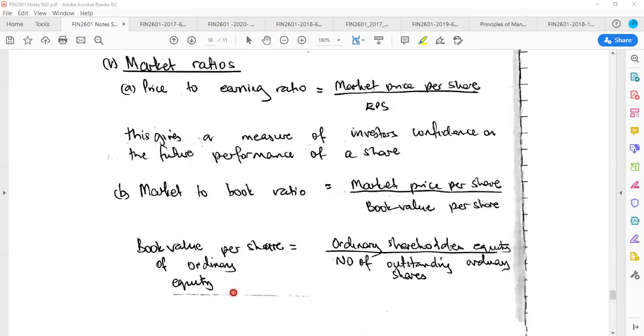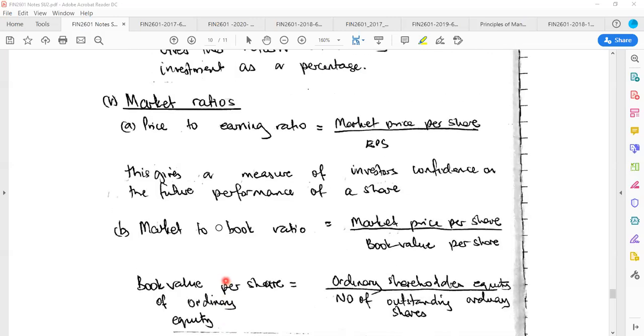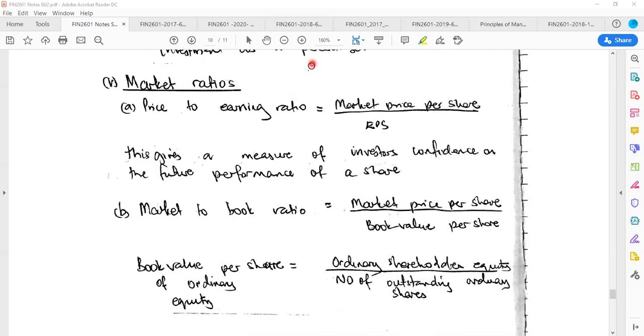And then the last group of ratios are what we call market ratios. We have the price to earnings ratio, which is given by the market price per share over the earnings per share. And this gives a measure of the investors' confidence in the future performance of a share, right? So the higher the price to earnings ratio is, the more confident investors are in the performance of the share in that company. And we also have the market to book ratio.